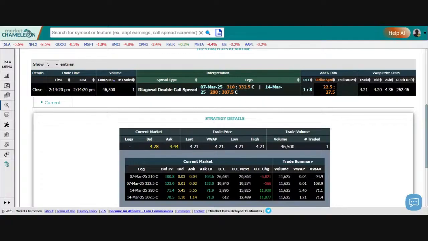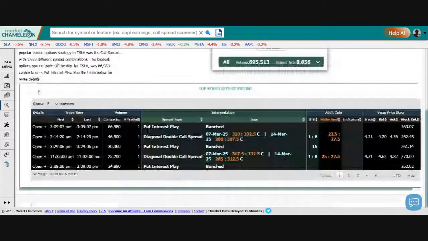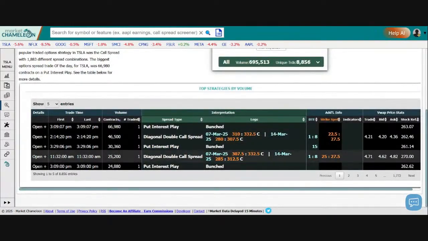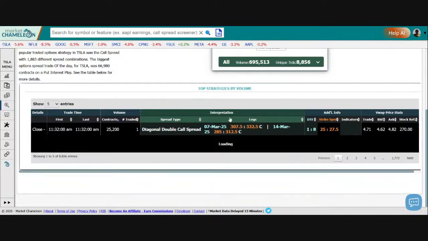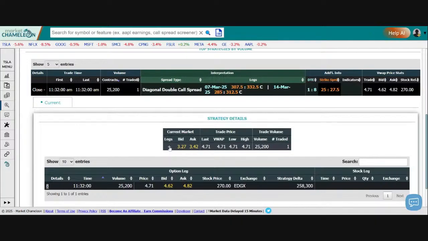And now we kind of get an idea of how people, or even large traders, are using the options in Tesla. Do we observe this repeating over time? So I'm going to close this, and you can see here there's another one over here, a diagonal spread at 1132. March 7th, 307.5, 332, and the March 14th expiration, 285, 312. So if we open that up, we could just observe really quickly to see if it's the same situation. I'm going to open that up.